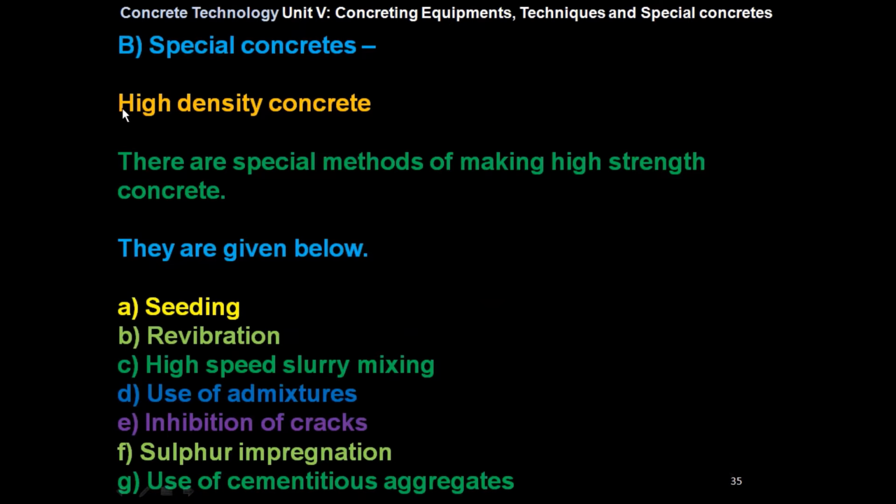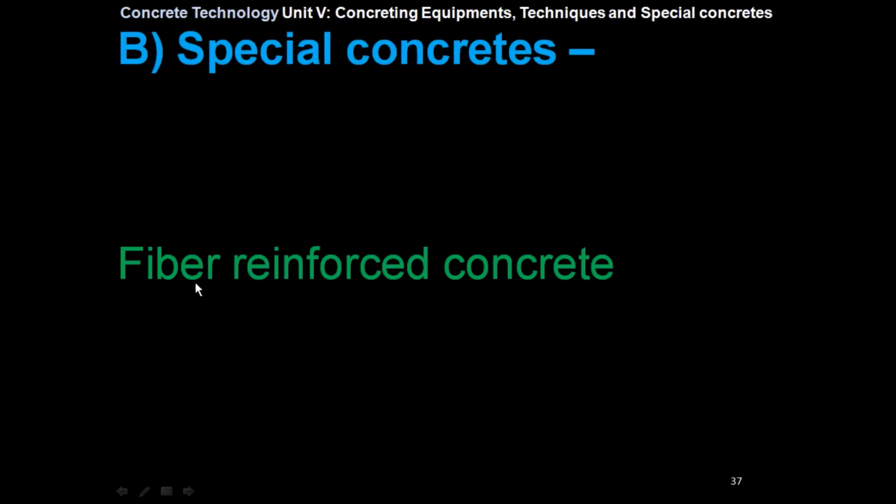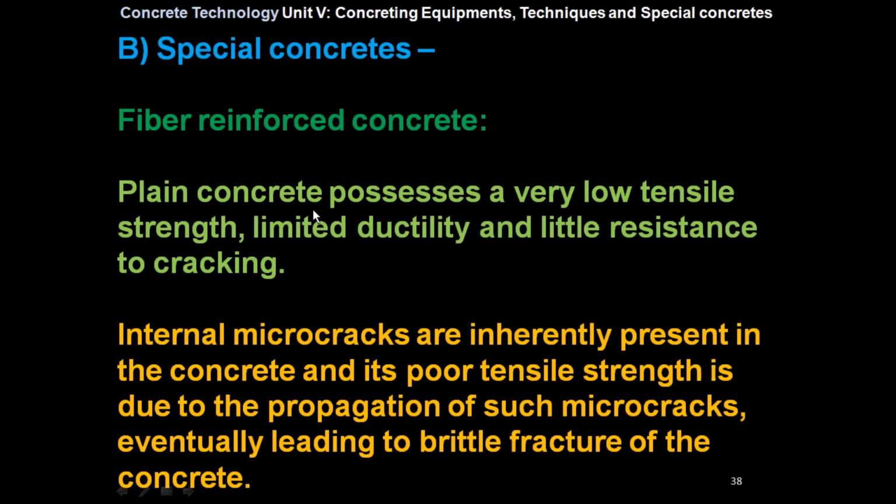So we have seen for high density concrete there are special methods of making high strength concrete. They are given below. We have seen the first, seeding, second, revibration, third, high speed slurry mixing, fourth, use of admixtures, fifth, inhibition of cracks, sixth, sulfur impregnation, and seventh, use of special aggregates. So we have seen the high density concrete. Now we will see the fiber reinforced concrete.